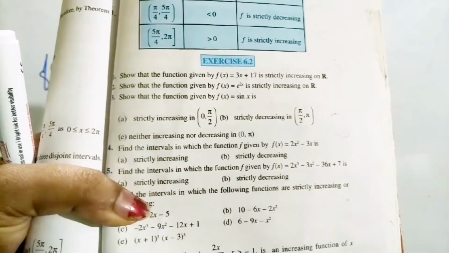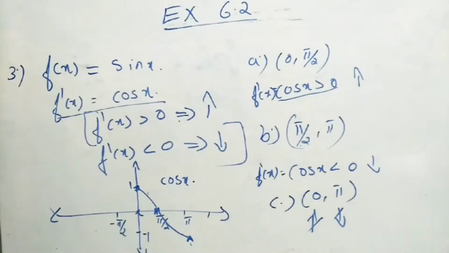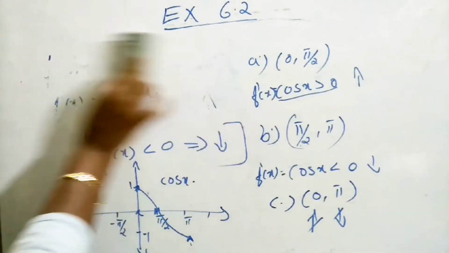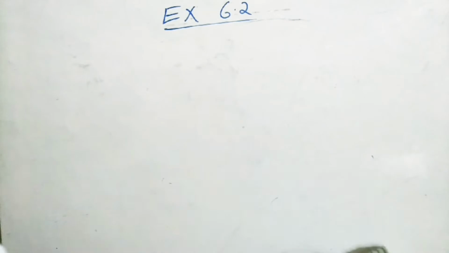Fourth question. Find the intervals in which the function f given by f of x is equal to 2x square minus 3x is, first one strictly increasing, second one strictly decreasing. So here we have one polynomial and we need to find the interval in which the given function is strictly increasing and strictly decreasing.